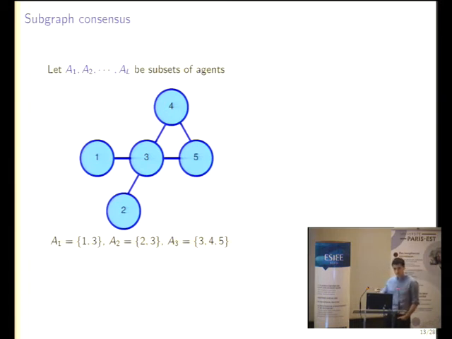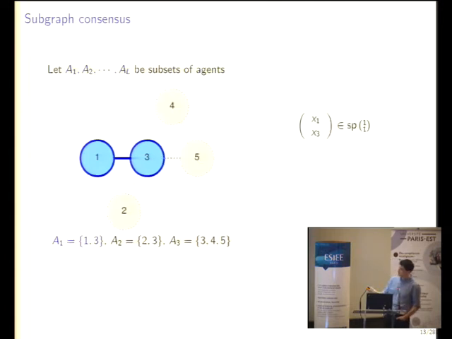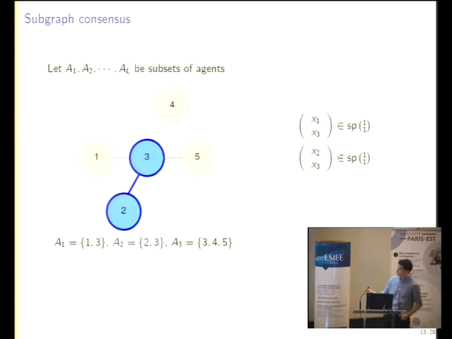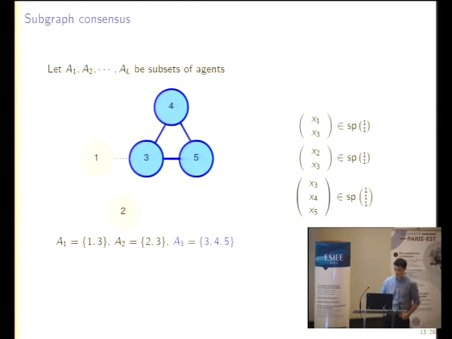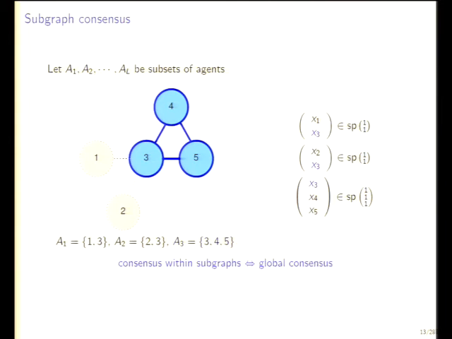If I want to ensure the consensus constraint on the whole network, what I can do is first force x1 and x3 to be equal. So I will force the value of the estimate of agent 1 to be equal to the estimate of agent 3. And similarly, I can force x2 to be equal to x3. And I can force x3, x4, x5 to be equal. And if I do that, of course, if 1, 3 agree, if 2 and 3 agree, and if, on the other hand, 3, 4, and 5 agree, it means that all the nodes in the network agree.